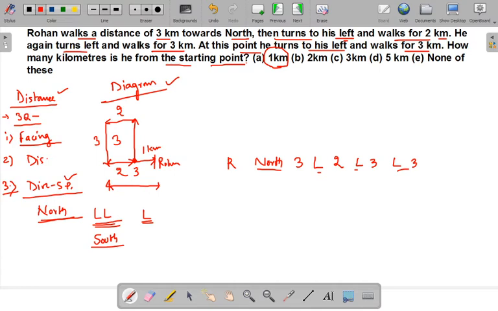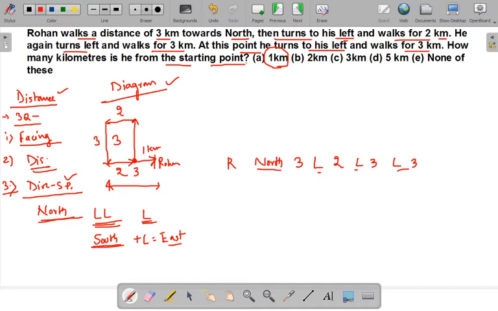And from south, when he will take a left, he is now facing south plus left, which is east. This is where he is facing now, and from the question we also found out that he is facing the east. Second, to find out the distance, pay attention.